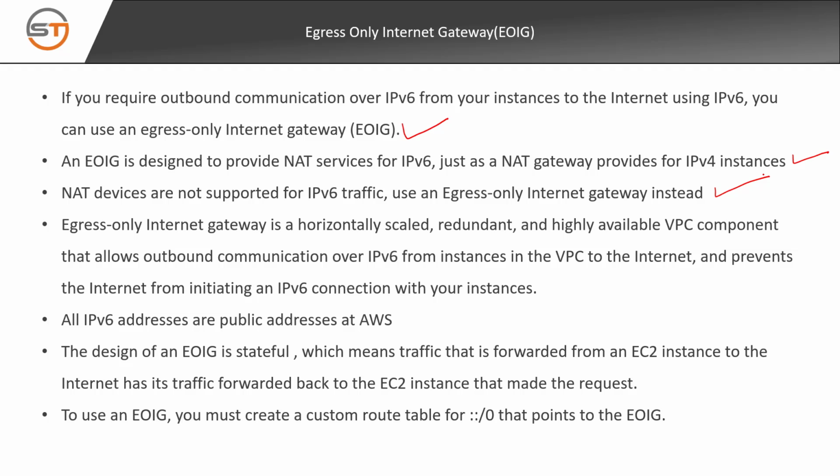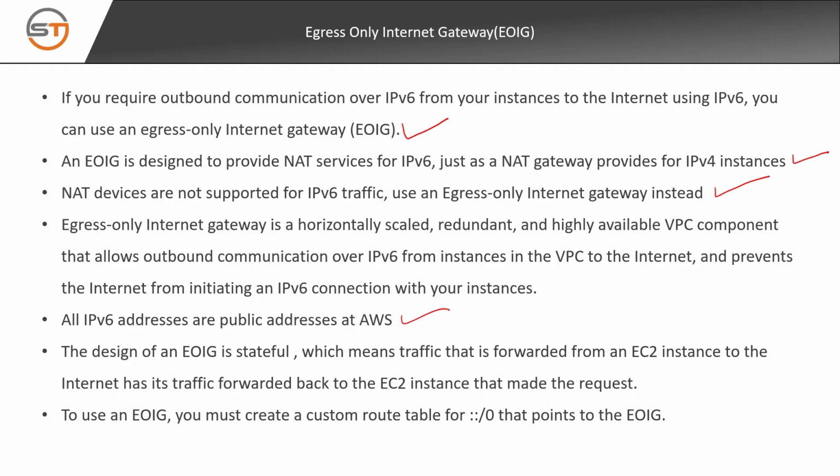Next is egress only internet gateway is a horizontally scaled, redundant, and highly available VPC component that allows outbound communication over IPv6 from instances in your VPC to the internet and prevents the internet from initiating an IPv6 connection with your instances. All IPv6 addresses are public addresses at AWS.